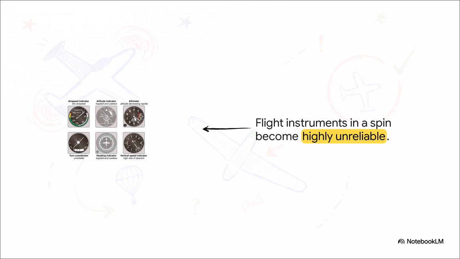Because of the extreme pitch and roll rates, your gyros are going to topple. That completely kills your attitude and heading indicators. Meanwhile, your altimeter and vertical speed indicator, they'll just be screaming that you are in a massive rapid descent. You literally cannot rely on the panel right now. Your eyes need to be outside, and you have to feel what the airplane is telling you.